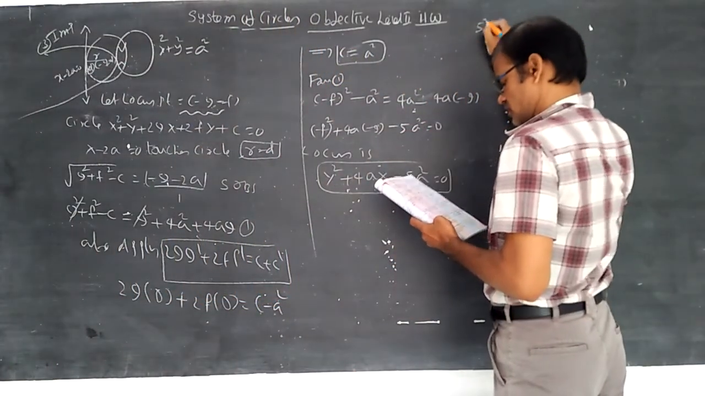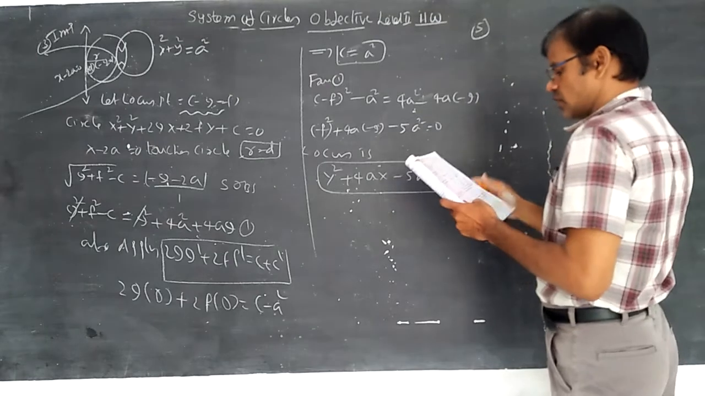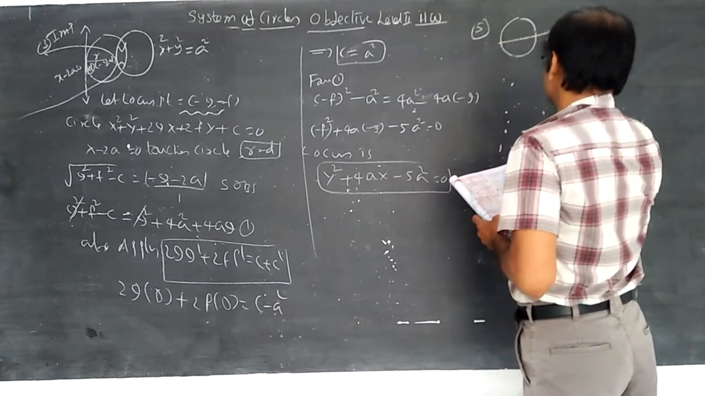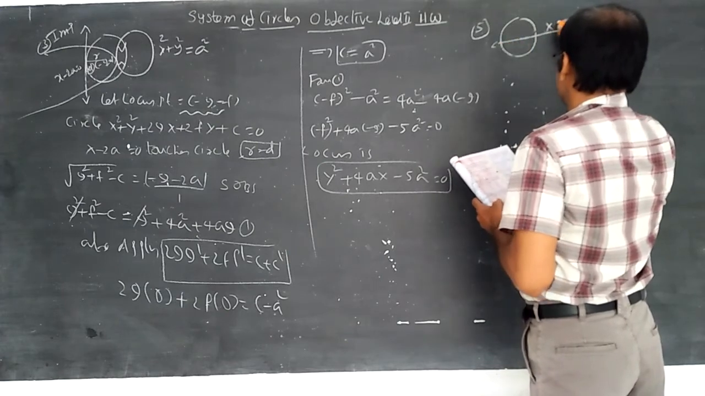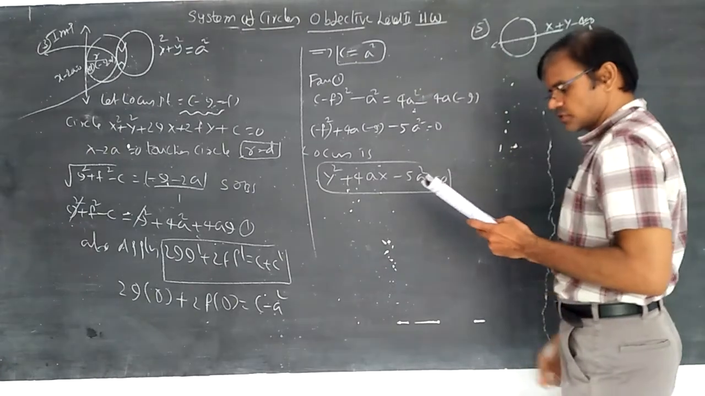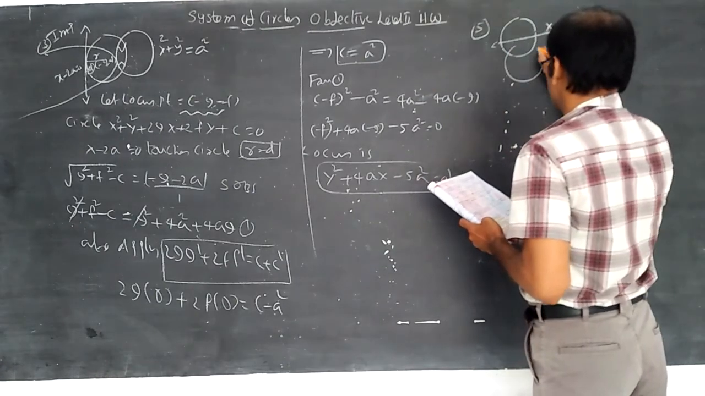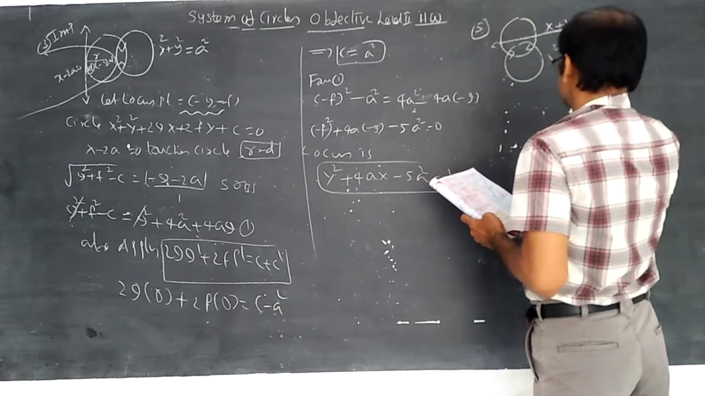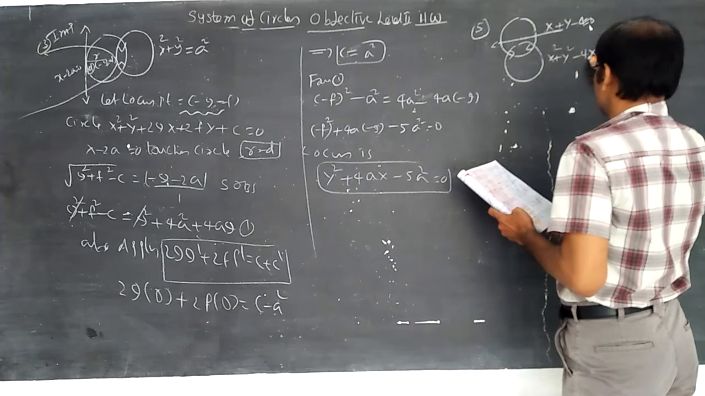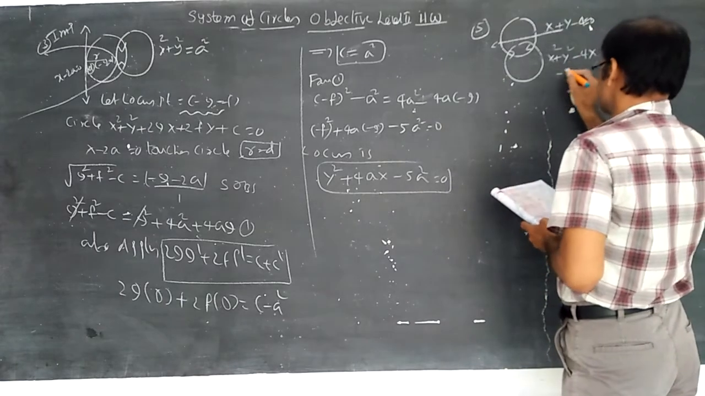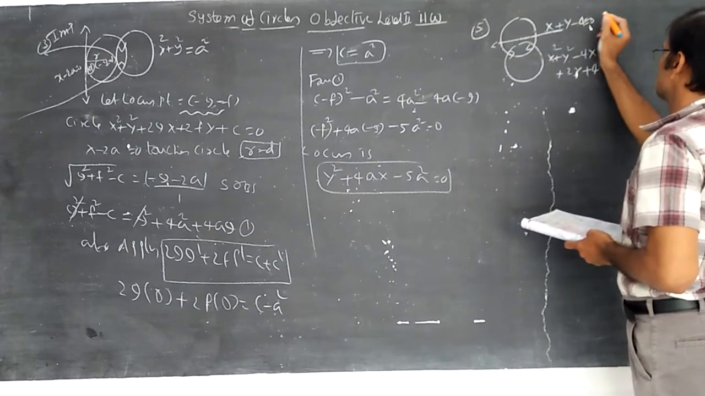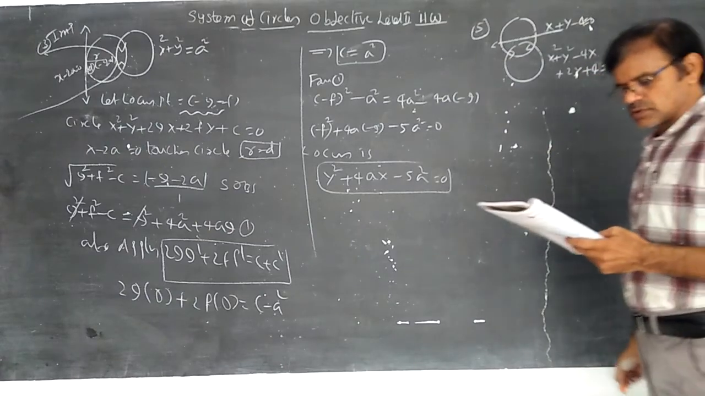The equation of a circle passes through the origin, and its center lies on the line x plus y minus 4 equal to 0, and it cuts orthogonally the circle x square plus y square minus 4x plus 2y plus 4 equal to 0.